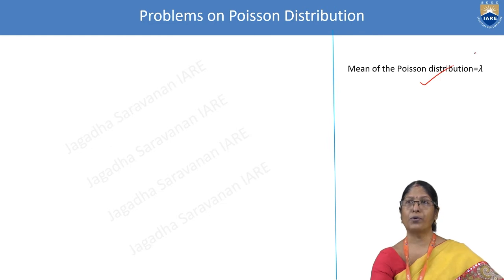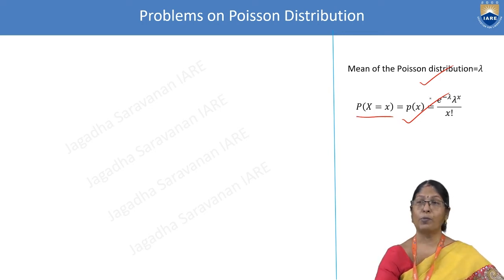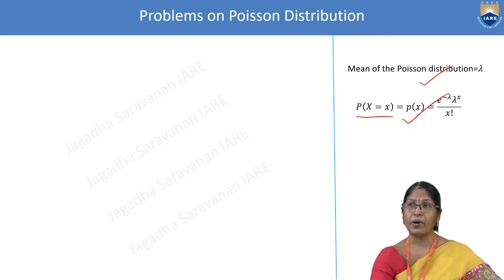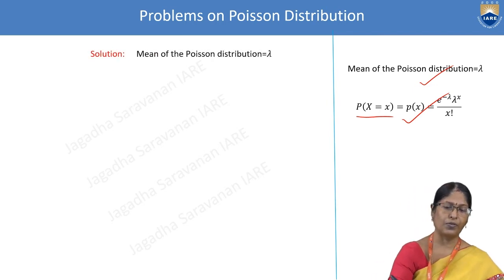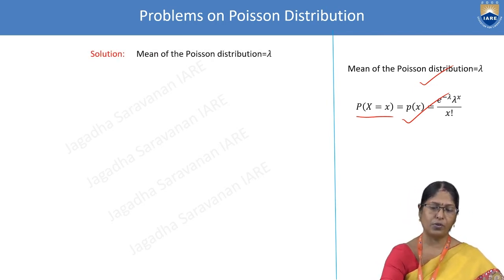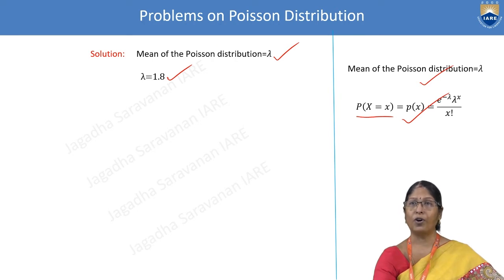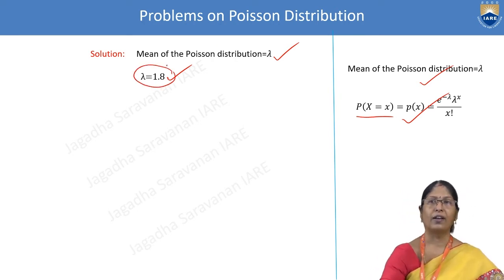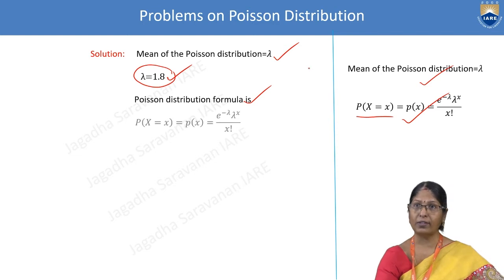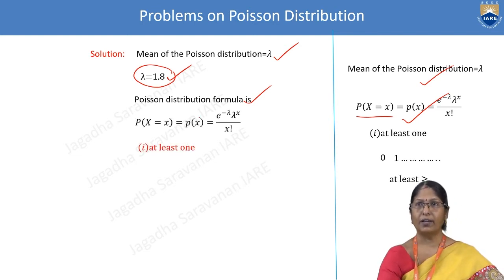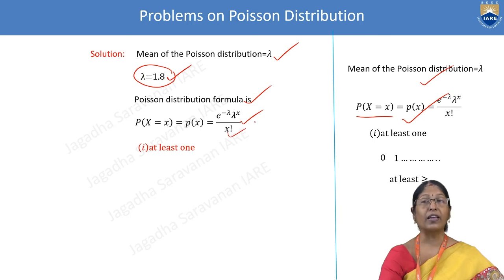So the mean of the Poisson distribution is lambda. This is the Poisson formula, that is probability of x. It's nothing but e power minus lambda into lambda power x by x factorial. The solution of this particular problem: the mean of the Poisson distribution is lambda. The question gives the average, which is 1.8. That is the reason here we have taken lambda equal to 1.8. So the Poisson distribution formula is P of x equal to e power minus lambda into lambda power x by x factorial.